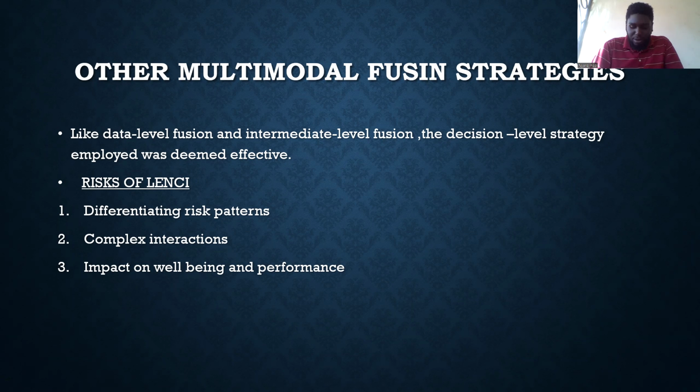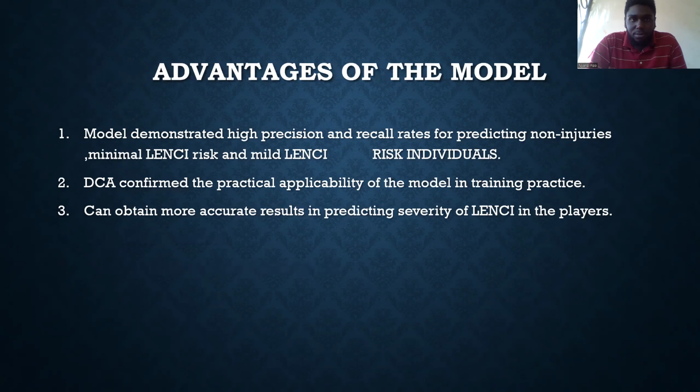Complex interactions. What do I mean? The different risk patterns depend on various factors such as sport types, injury types, and severity. So you cannot easily predict, like, what sport, and it's a limitation, it's a risk. The impact on well-being and performance: athletes show worse perceived well-being and physical performance during the minimal LENCI risk, possibly due to prolonged overtraining. People can overtrain, and so the impact on well-being and performance will be affected because it won't be good.